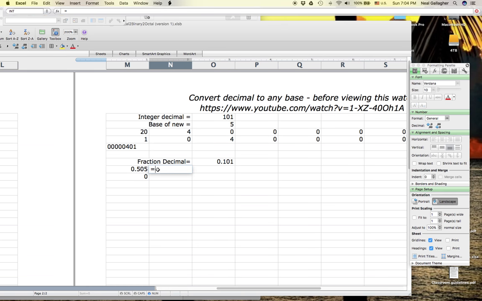But let me just do it. So this is equal to open paren this minus this, just like that, close paren, return, which is still 505. Now again, I'm going to take the integer part of this. Integer, I forgot to write the equal, that gives me problems. Equal, integer of this, close paren, return. Still got 0.